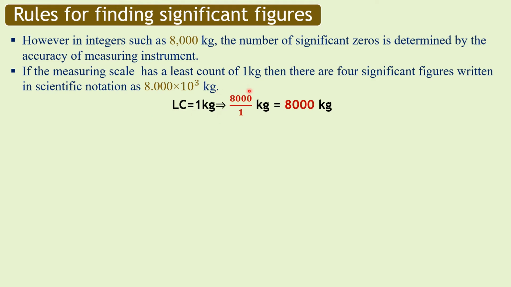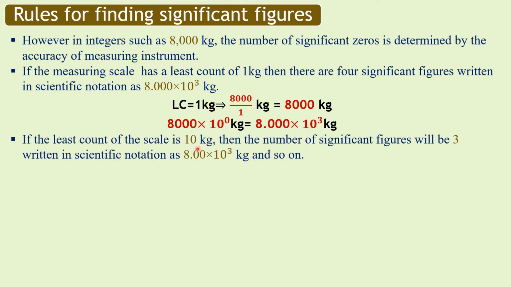Just divide the measured value of weight, which is 8000, by the least count of the measuring instrument, that is 1 kg. We get 8000 kg. By writing it into scientific notation, we shift the decimal point towards the left side of the value 8000 and we get 8.000 exponent 3 kg. So there are 4 significant figures. If the least count of the scale is 10 kg, then the number of significant figures will be 3, written in scientific notation as 8.00 exponent 3 kg, and so on.